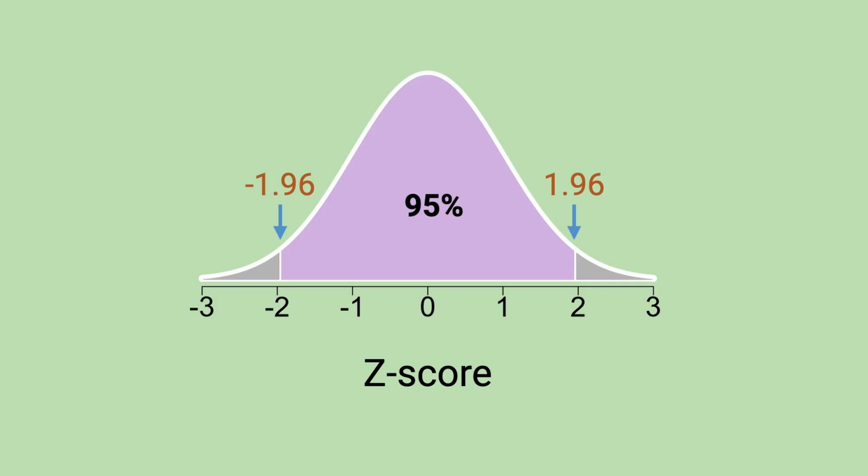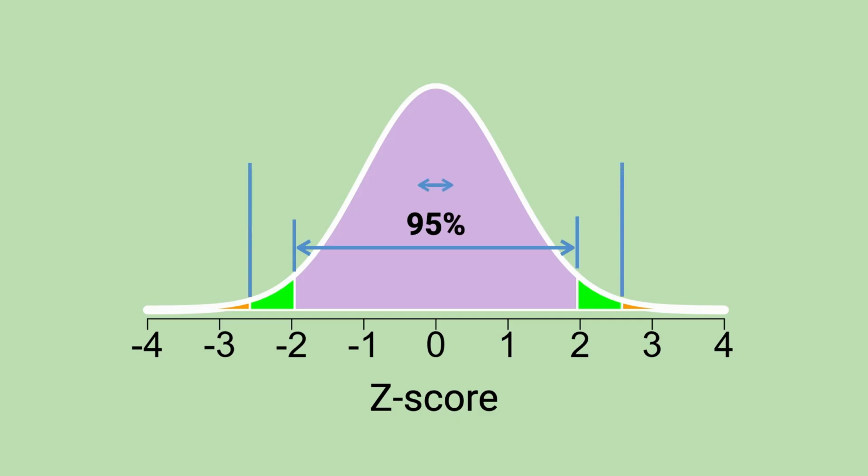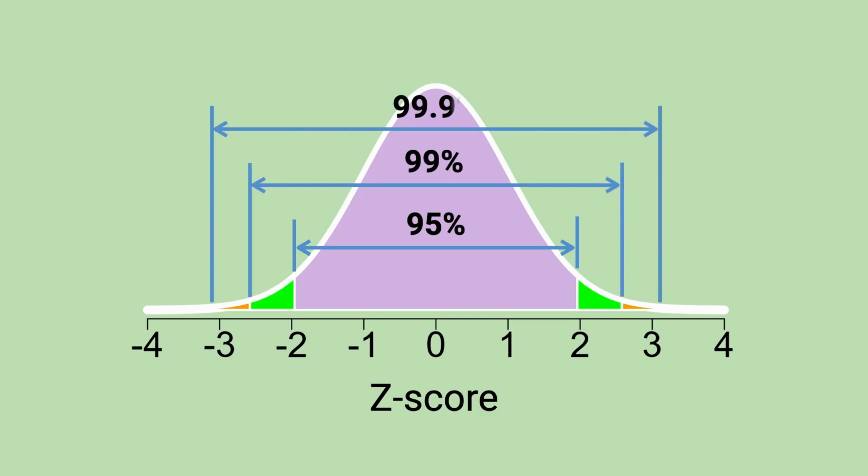Z-score from minus 1.96 to 1.96 accounts for more than 95% of the population. Z-scores determining 95, 99, and 99.9% of the population in the middle area of the distribution are critical values for hypothetical tests and population estimation. So, we can say the normal distribution is important for inferential statistics. The question is, why is it the foundation for inferential statistics?